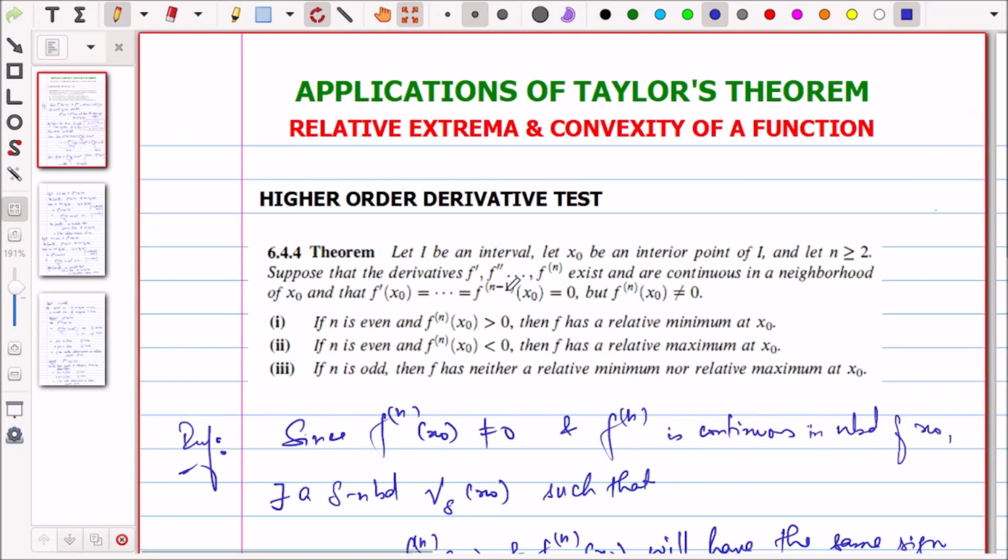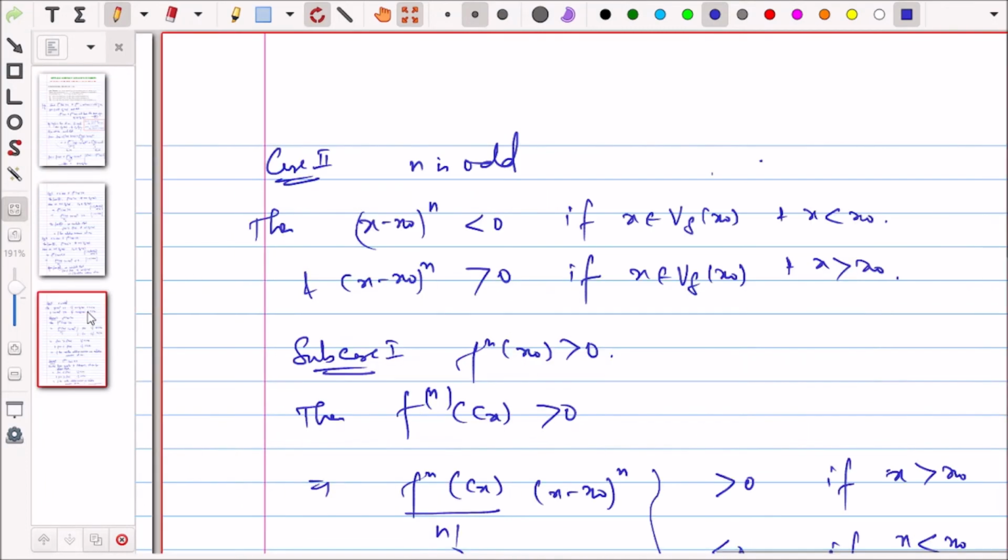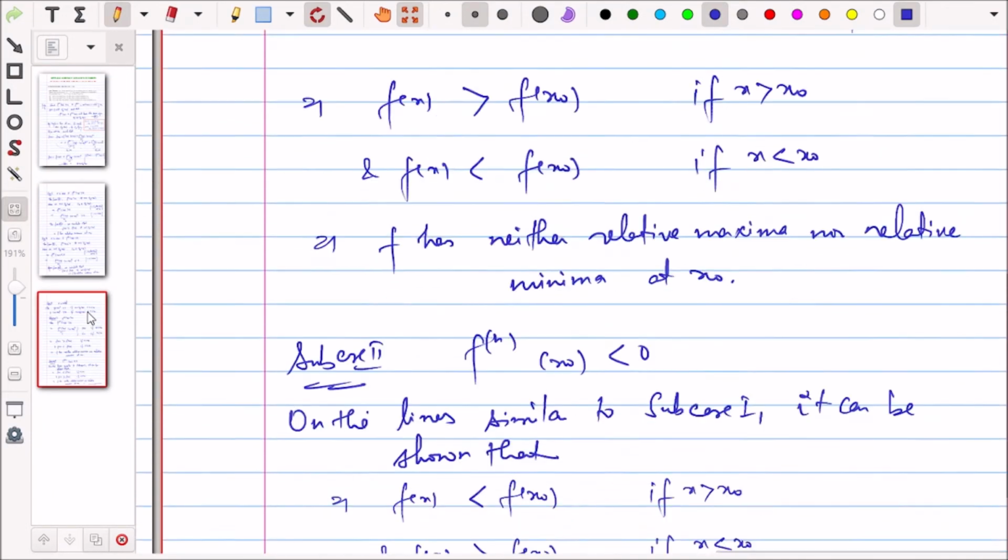So we have shown that if n is even and if f^n(x0) is positive, then f has relative minimum at x0. If n is even and if f^n(x0) is negative, then f has relative maximum at x0. And if n is odd, then f has neither relative minimum nor relative maximum at x0. So is it fine, everyone? Any doubt in this theorem? No, sir. Okay.